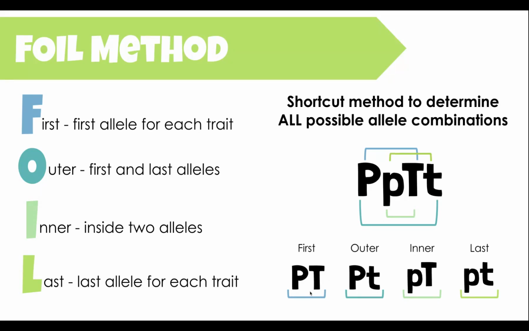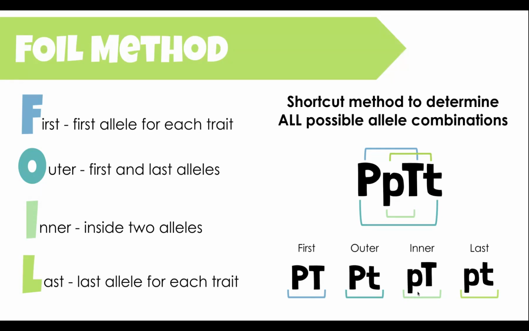I'm going to write them next to each other. O stands for outer. I'm going to take the outside 2 alleles in this 4-letter genotype. So I'm going to take the outside P and the outside T, and I'm going to combine them together, representing the alleles of big P and little t. I stands for inner or inside. I'm going to take the inner 2 most alleles, which is little p, big T.